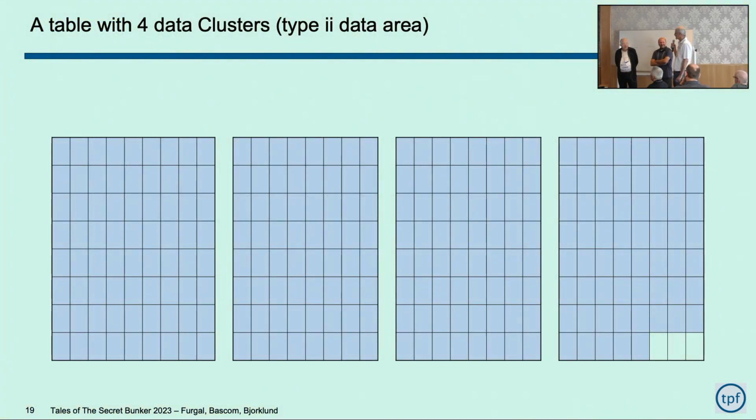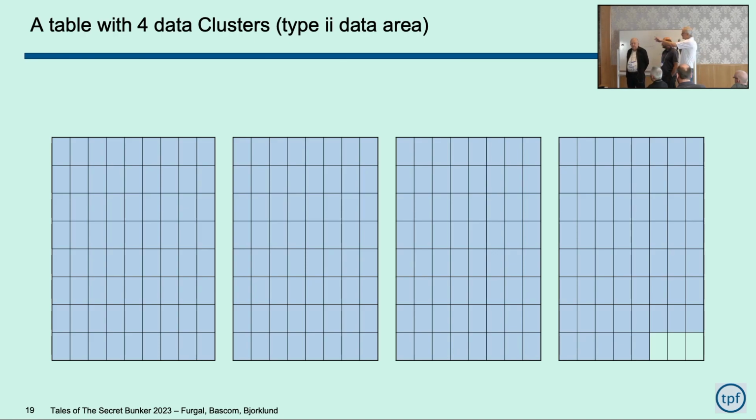Okay, so in a type 2 data area, you have your blocks organized into what are called clusters. So what you see here is 4 different clusters. If I count correctly, those clusters have 64 blocks each in them. And so from a database space allocation perspective, you allocate a cluster at a time rather than doing a block at a time like you would in later releases.